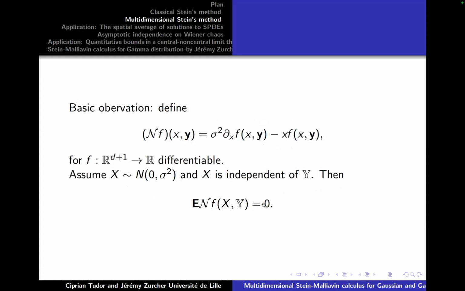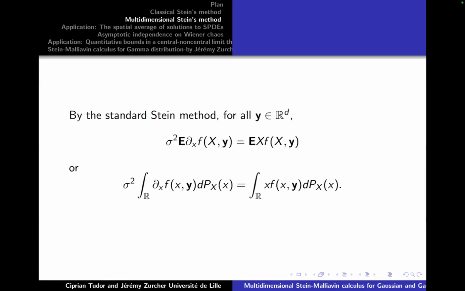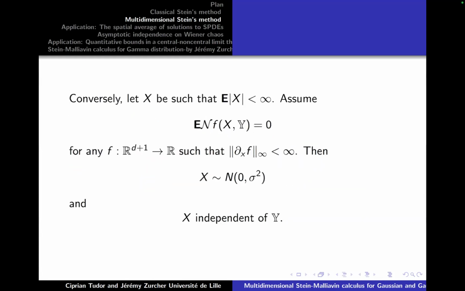But what is nice is that I can prove a converse direction. If this is 0, then X is Gaussian and independent of Y. So let me put the statement here. More precisely, you consider a random variable X. Now you don't know that it is Gaussian. You just know that it is integrable, and you assume the expectation of this operator is 0 for a large class of functions f.